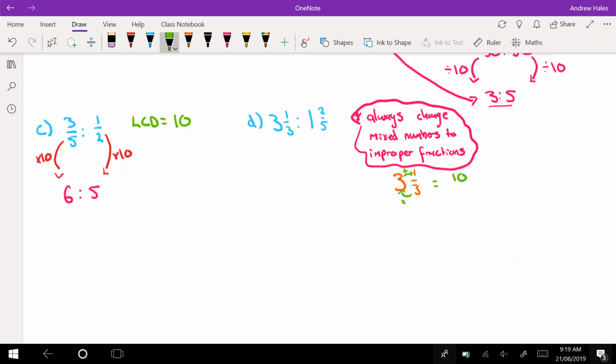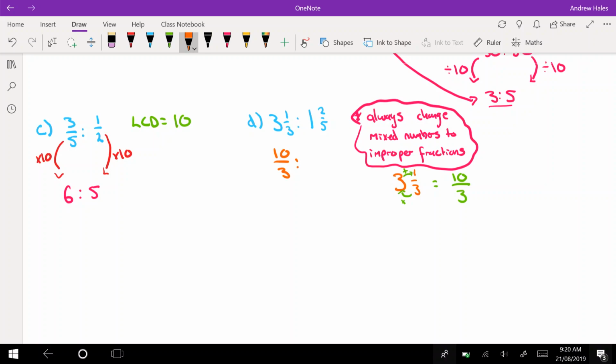And then you keep the denominator that you had. You multiply the denominator by the whole number, then add the numerator on to give you your new numerator, and then you keep your denominator the same. So it should be 10 over 3. So now we just figured that one out, so we're going to rewrite my part D as improper fractions. That is now 10 over 3.